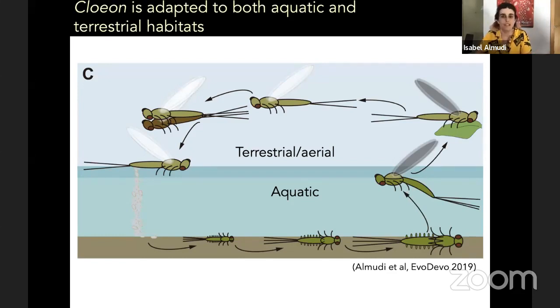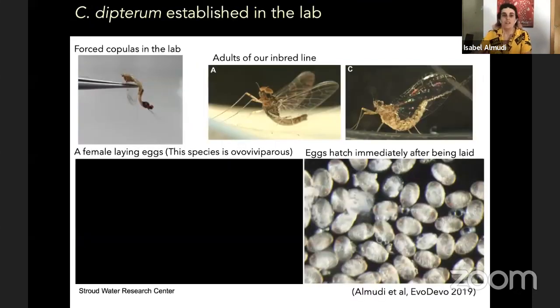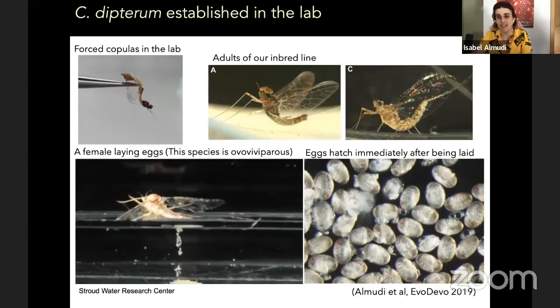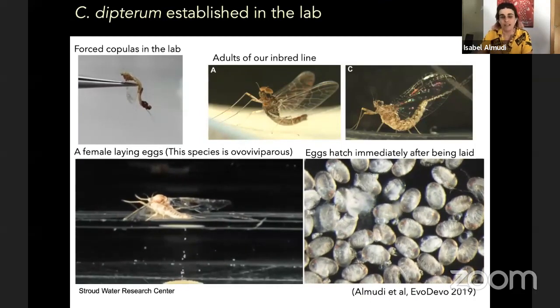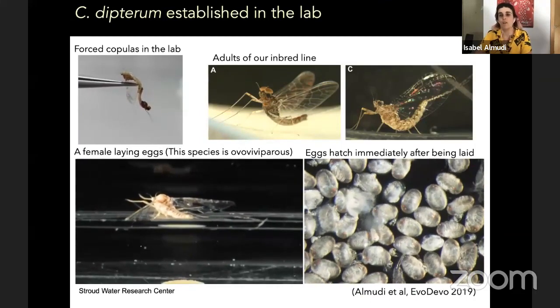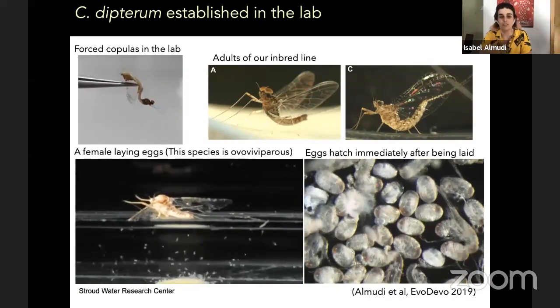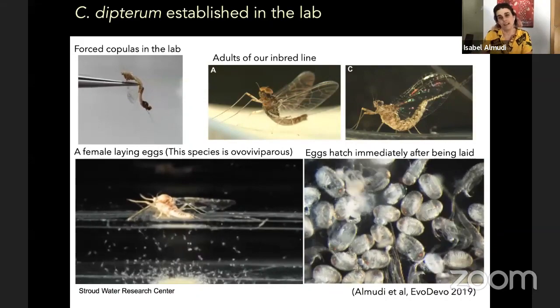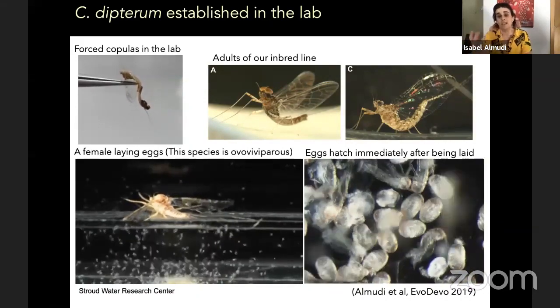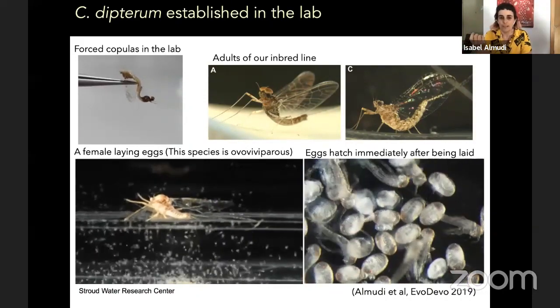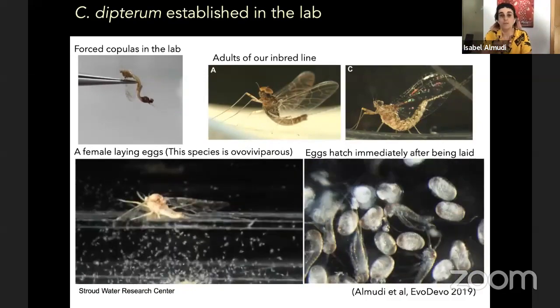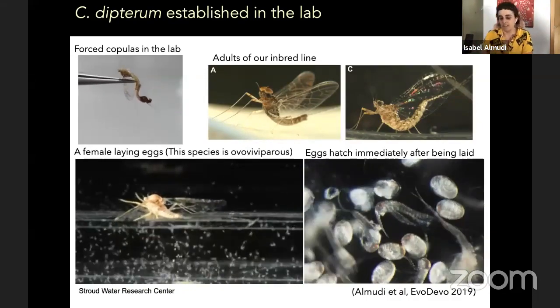Cleon dipterum, but for that, we first need to establish this species as a culture in the laboratory. At the beginning, it was a bit challenging, but in the end, we managed to get our own inbred line, and we have a continuous culture running. We have several generations that has permitted us to get the material to get a high quality reference genome.